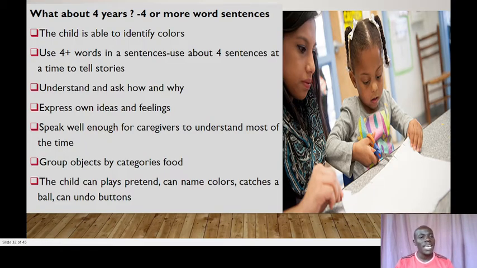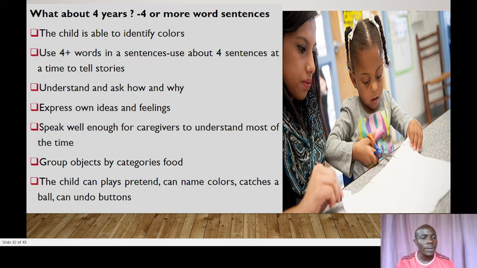What about 4 years, guys? Remember, 4 or more word sentences. The child is able to identify colors. They can use 4 or more words in a sentence. They can use about 4 sentences at a time to tell a story. They understand and can ask how and why something happens. So they'll be asking several questions, and should be able to answer them.